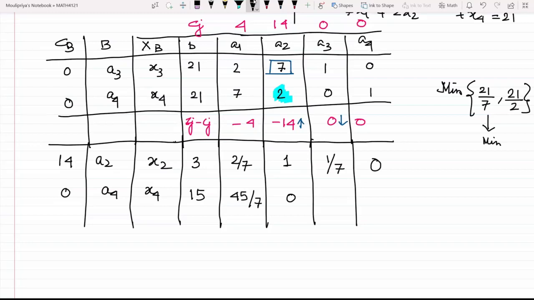It was 0. Minus 2/7. Why? This was initially 2. Initially it was 2 minus 2 into 1, 0. Then minus 2/7, right? And then this is 1. 1 remains.